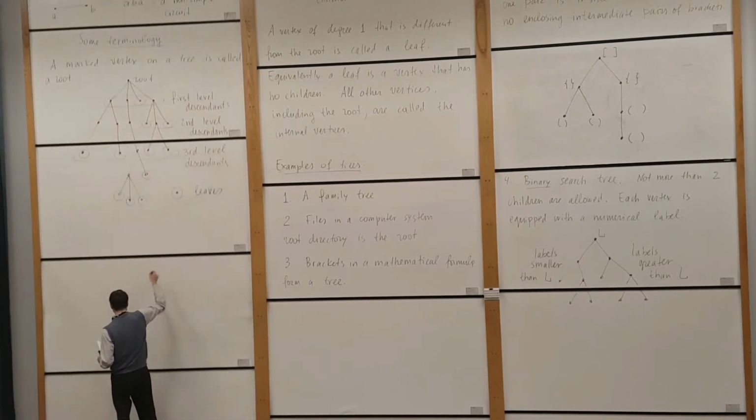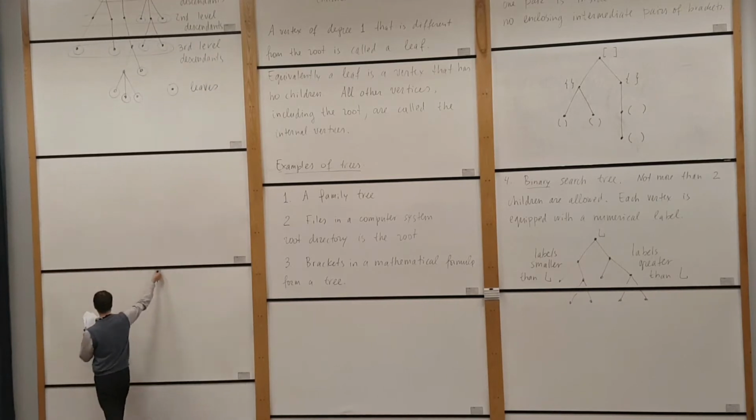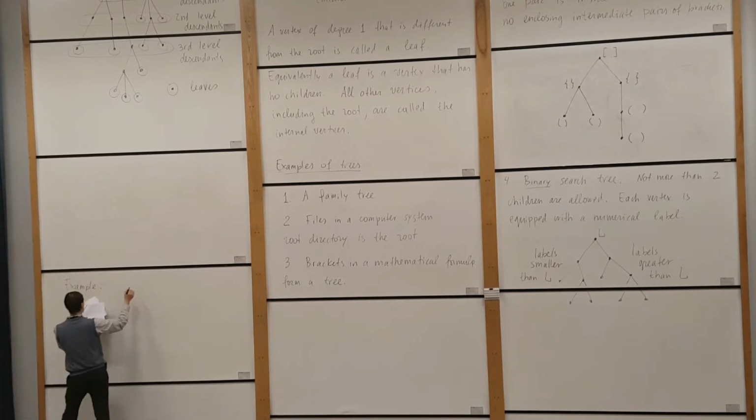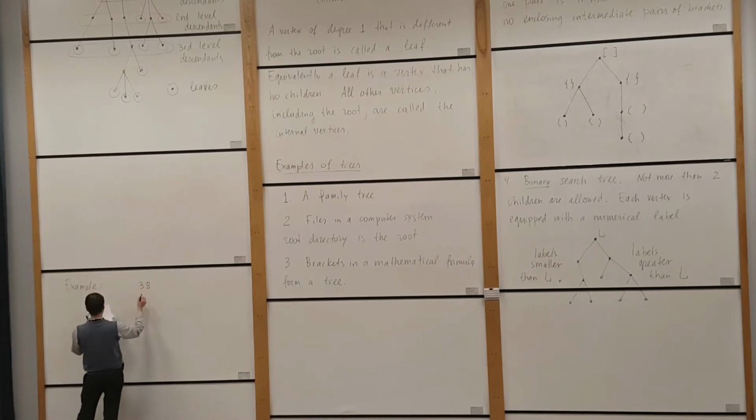Let me draw a concrete example. In this example, I'll put these numerical labels instead of vertices. A concrete example of a binary search tree: 38 is the label for the root.